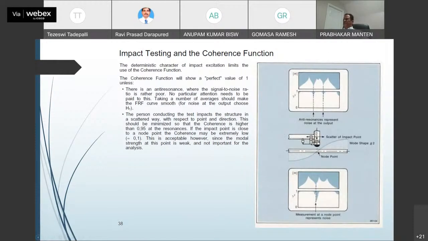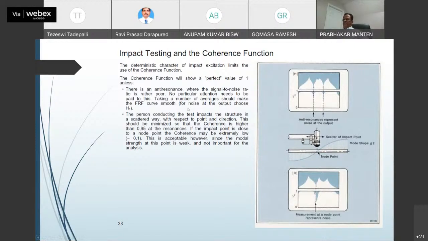Impact testing, again, coherence function. We said this is very important to check. It will show a perfect value of 1. If it shows a perfect value of coherence within that frequency, a value of 1 like over here, anywhere which is showing over here, then it should at each peak, unless there's what's called an anti-resonance, where the signal to noise ratio is rather poor, then it will drop off. You see that? So that's not a problem, it's an anti-resonance. No particular attention needs to be paid to this.